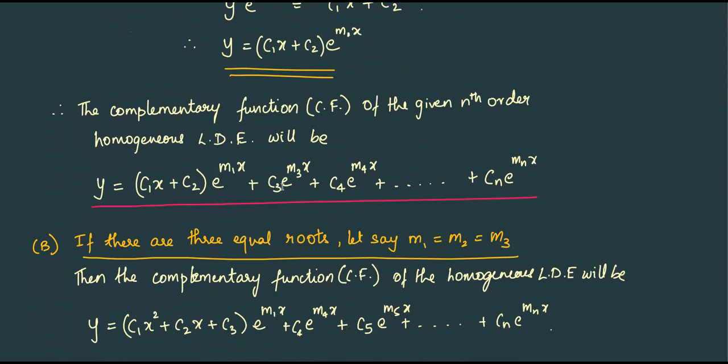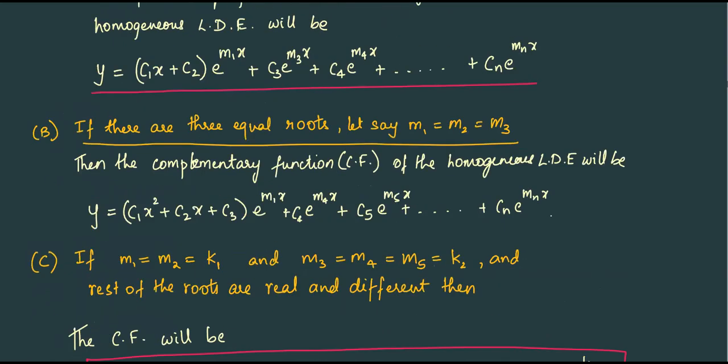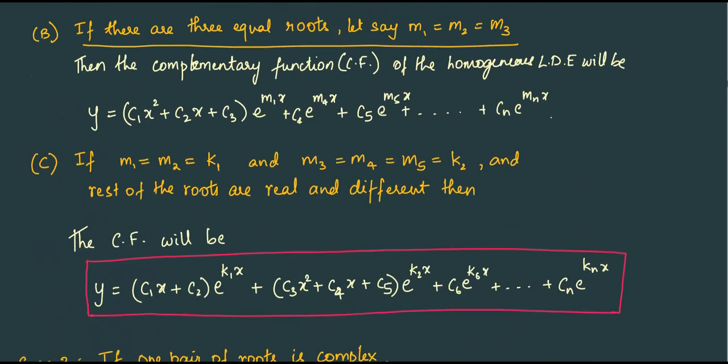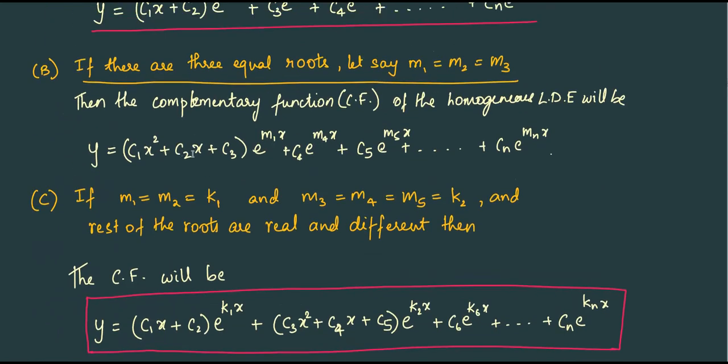If there are three repeated roots, so this will be the complementary solution. Two roots are repeated, all others are distinct. Suppose three roots are equal and all others are distinct. So here is an example of three roots equal. So m1 is repeating thrice and all others are distinct. Then we have this e power m1x is multiplied with (c1x square plus c2x plus c3), and all others are simple functions, c4 e power m4x plus c5 e power m5x and so on.